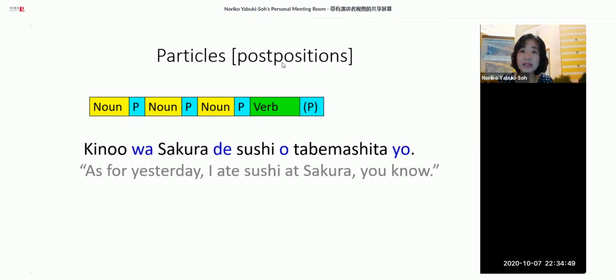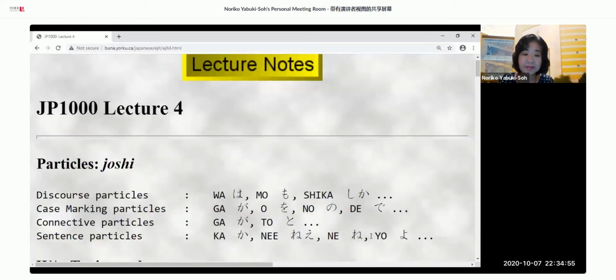Okay, so let's take a look at the lecture. As I said before, there are 4 major aspects of particles. The first one is discourse particles, such as the topic marker wa, mo, which means also, or to, and shika, which means only. And these particles function at the paragraph level. That means its function goes beyond the sentence that is embedded to other sentences within the same paragraph.